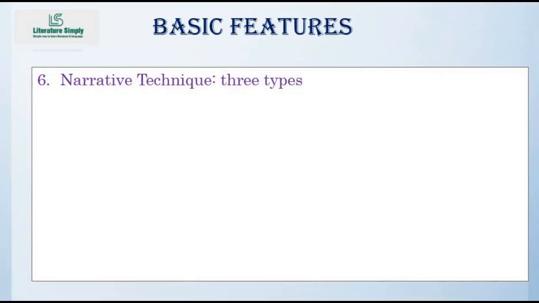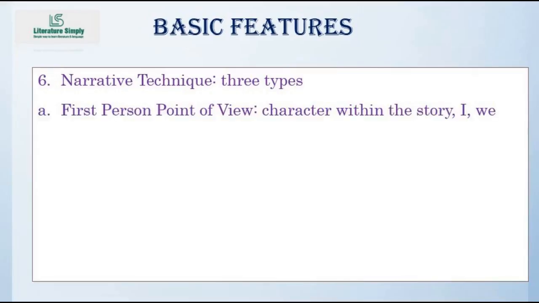The next feature of short story is narrative technique. There are 3 types of narrative techniques, or we can also say there are 3 types of point of view of storytelling. We have first person point of view, where the character is within the story, and generally I and we, these pronouns, are used to compose the short story. So here the readers get more attached, or they get closer to the story, because someone within the story is telling the story.